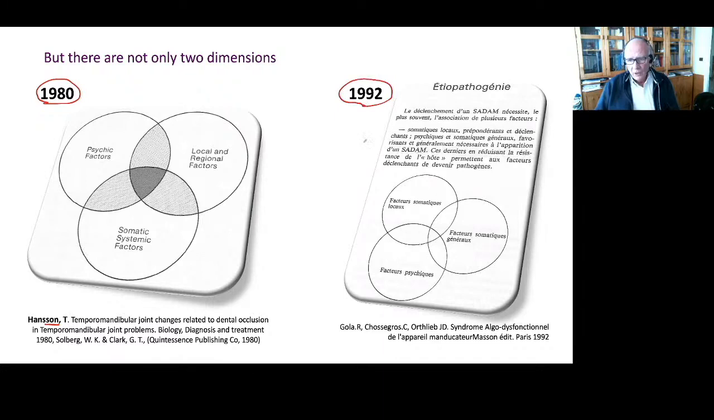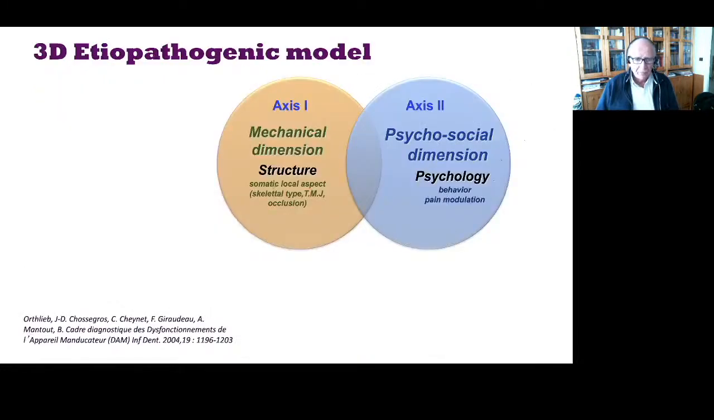In 1992, the group from Marseille integrated the three-dimension etiopathogenic model. And of course, we have the axis 1 with a mechanical dimension. It is a somatic local aspect, skeletal type, TMJ, occlusion. Of course, also axis 2, which is a psychosocial dimension. It is the psychology of the patient with its consequence on the behavior of the patient and on the modulation of pain.